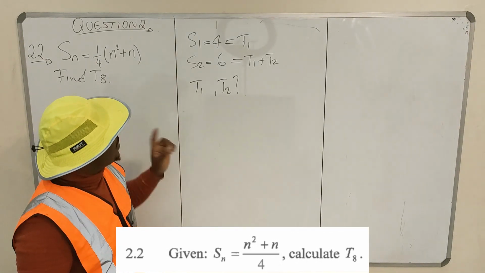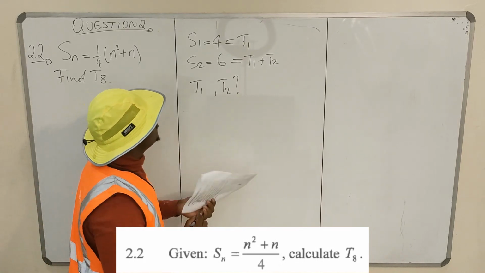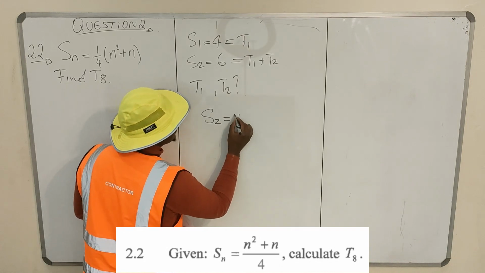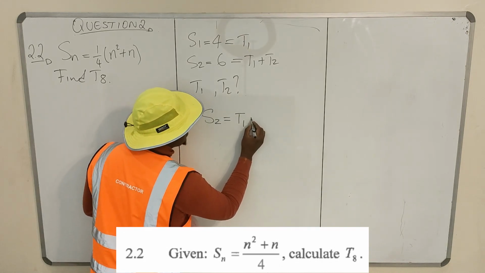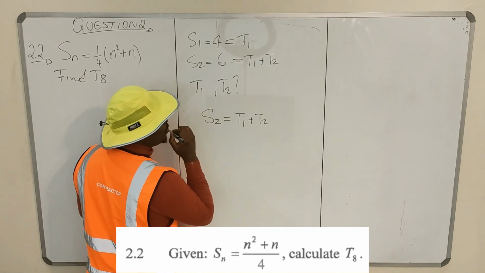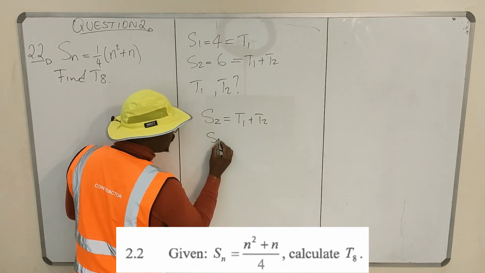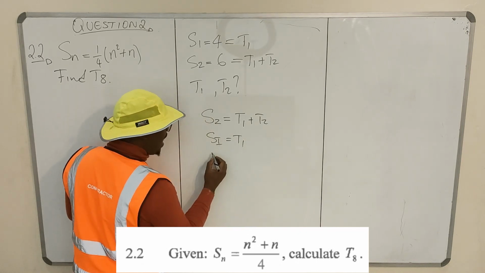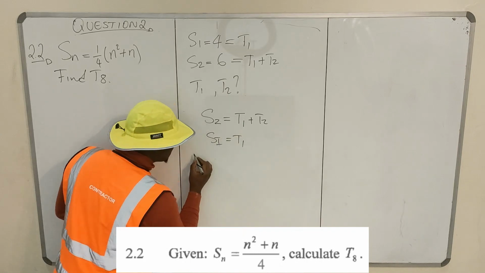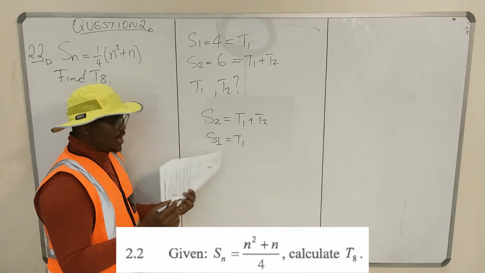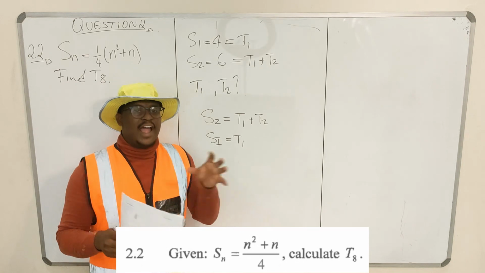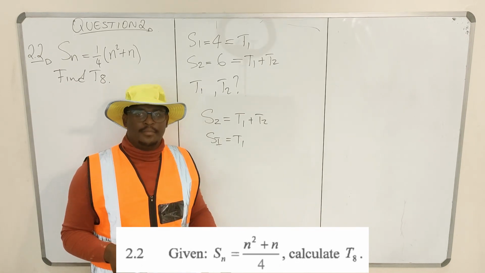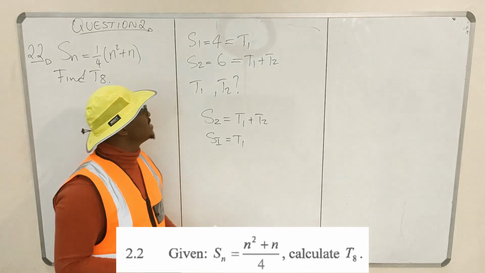Now, term number 2, how are you going to get it? You know that the sum of two terms you got by adding term 1 and term 2. Since you have the sum of one term, which is equal to term 1, what you can do to find the value of term 2 is find the difference between the sum of two terms and the first term. That difference will be the second term. I'm not sure if that makes sense.